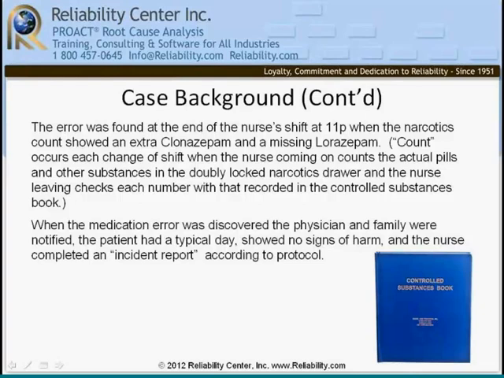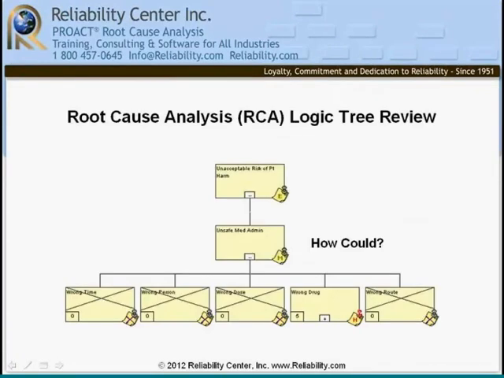The patient had a typical day, showed no signs of harm, and the nurse completed an incident report according to protocol. Now I'll give it back to you, Bob, to demonstrate the root cause analysis process.